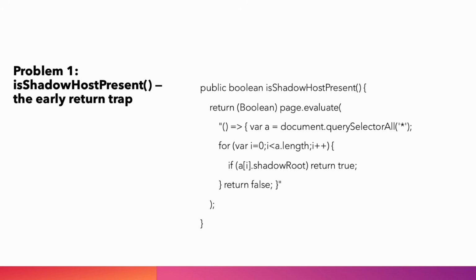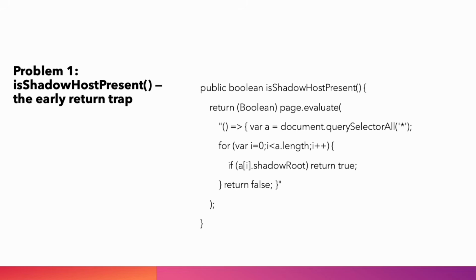So problem 1 was with the isShadowHostPresent function. It has what I call the early return trap. So this is a presence check. It asks, does at least one shadow root exist? The moment it finds the first one, it returns true and stops. On a page with 3 shadow roots, this passes even if only 1 of them loads. If 1 failed to load, 2 failed to load, it will still pass the test saying that we have shadow host present. But that's not useful for us.